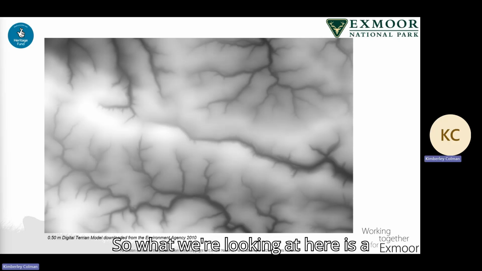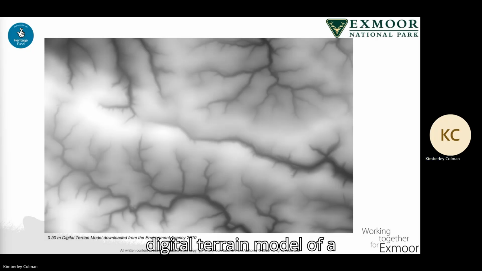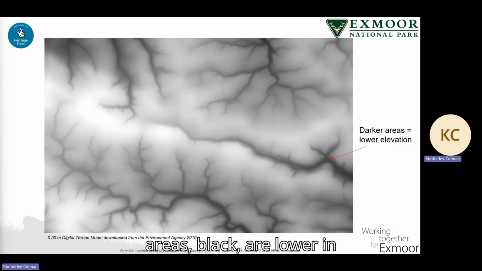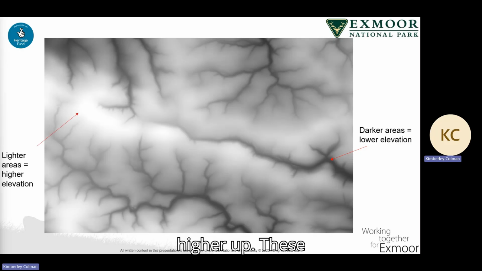So what we're looking at here is a digital terrain model of a part of Exmoor. This is unmanipulated data, meaning that no visualization techniques have been applied yet. In this image, every pixel represents elevation, and the color indicates height. The darker areas, black, are lower in elevation. These are the valleys, where you'll often find springs and rivers. The lighter areas, the white, are higher up. These represent the moorland ridges and uplands.